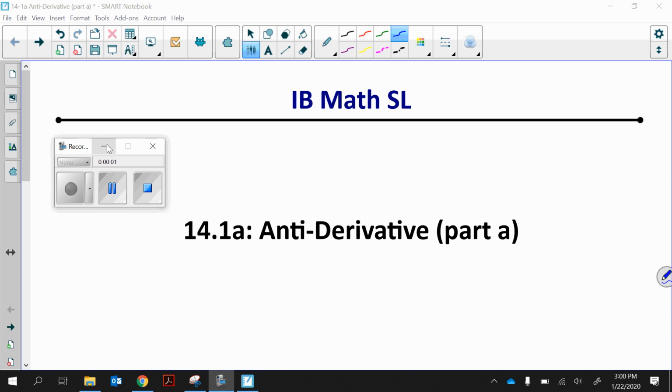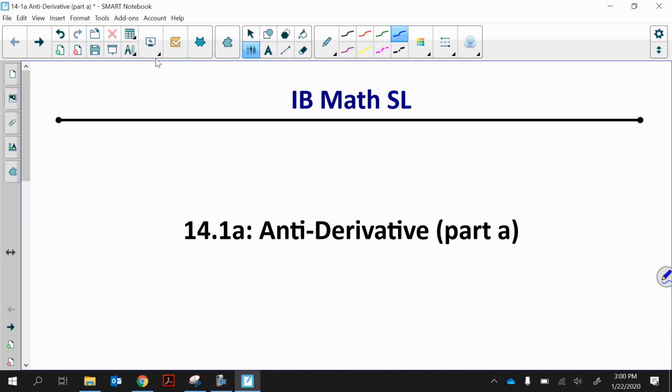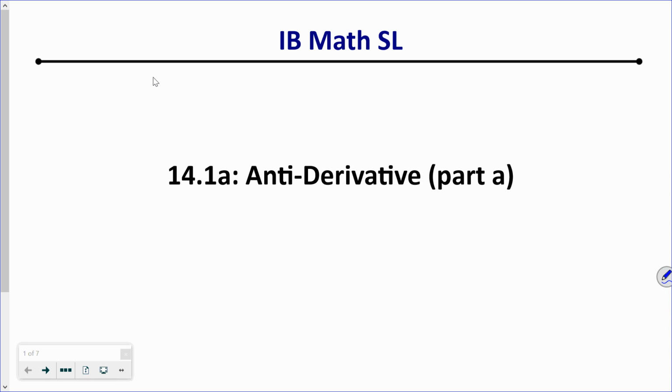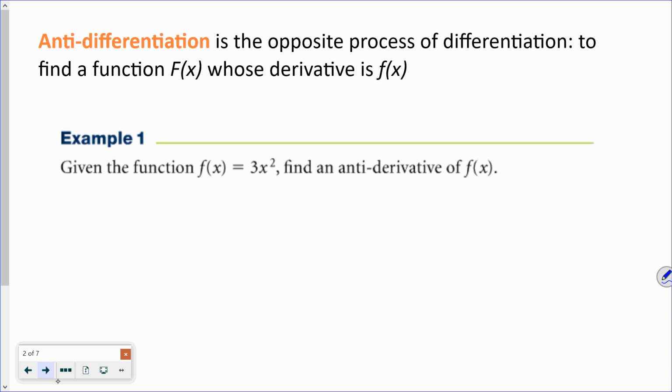All right, in this video, we're going to start chapter 14 and talk about antiderivatives, which is the backwards process of getting derivatives. And then over the course of the lessons, we'll talk about what they are for. But let's start with the definition. So antidifferentiation is the opposite process of differentiation.